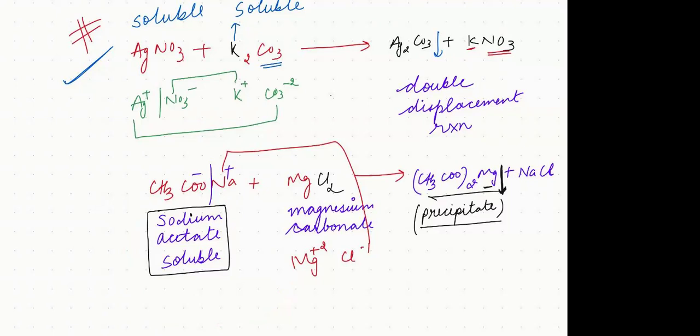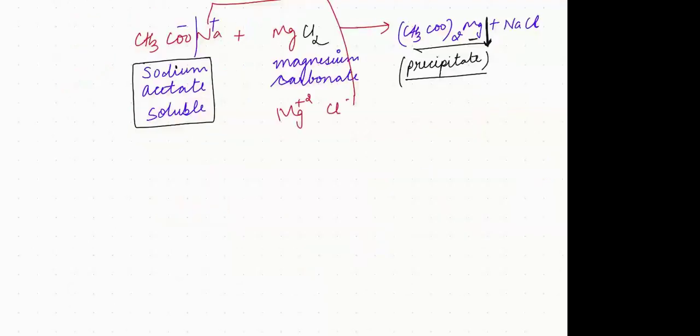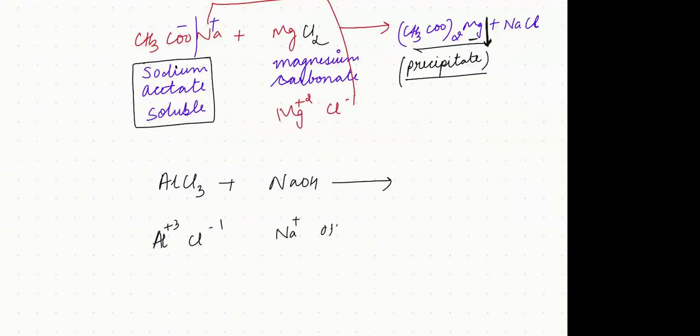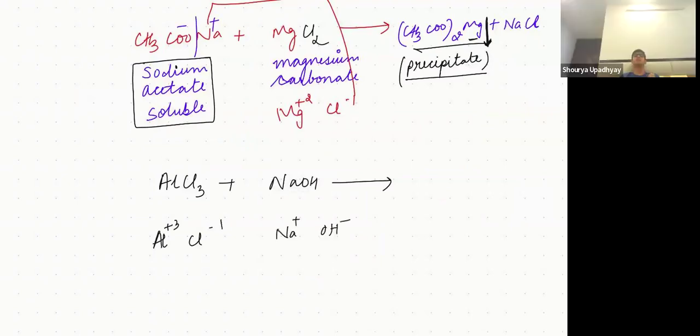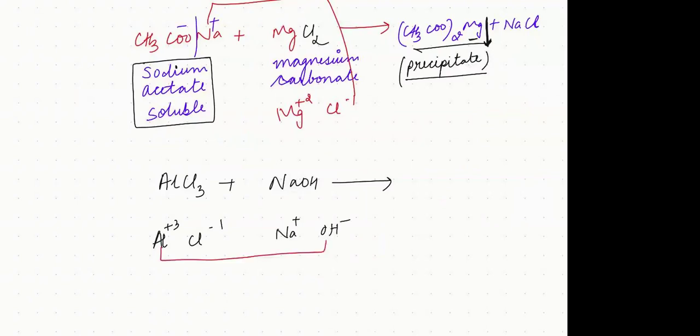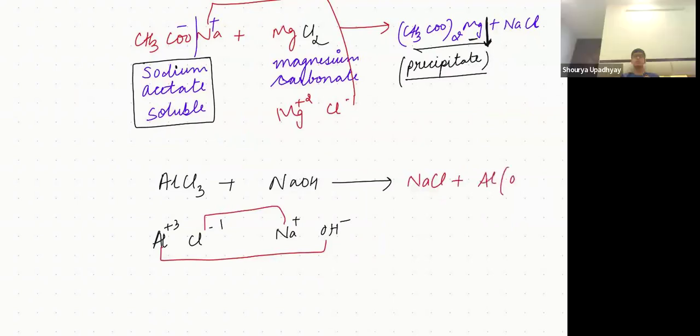Got it? Now let's suppose I give you AlCl3 plus NaOH. Now how would you solve this? AlCl3 you break down as Al plus 3 and Cl minus 1, and NaOH you break down as Na plus and OH negative. So positive goes with negative. It forms NaCl and Al(OH)3.